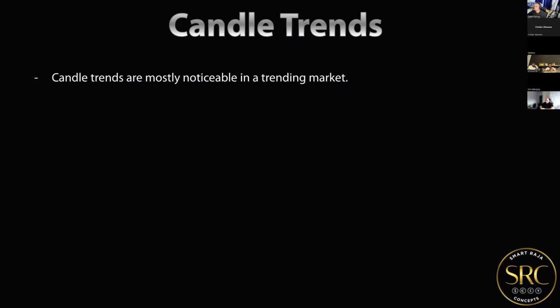Candle trends are mostly noticeable in a trending market, right? What type of formation do candles make when price is moving bullish? Higher highs and higher lows, right? A candle trend would either start from support or resistance, right? A trend is either going to be a downtrend or an uptrend.